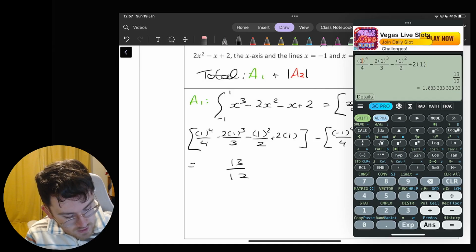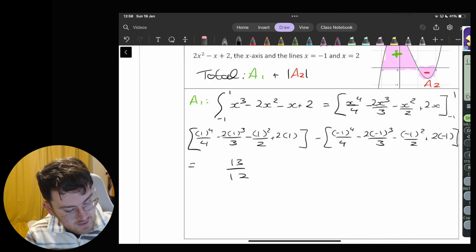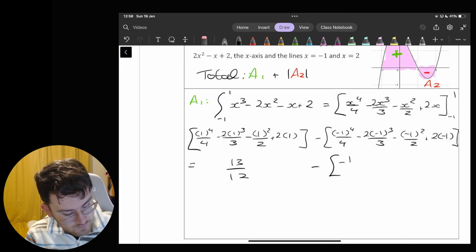Filling in my minus 1 here, I'm just going to go back through my calculation and make all the ones negative. Just makes it a bit easier. That gives me minus 19 over 2. Okay.